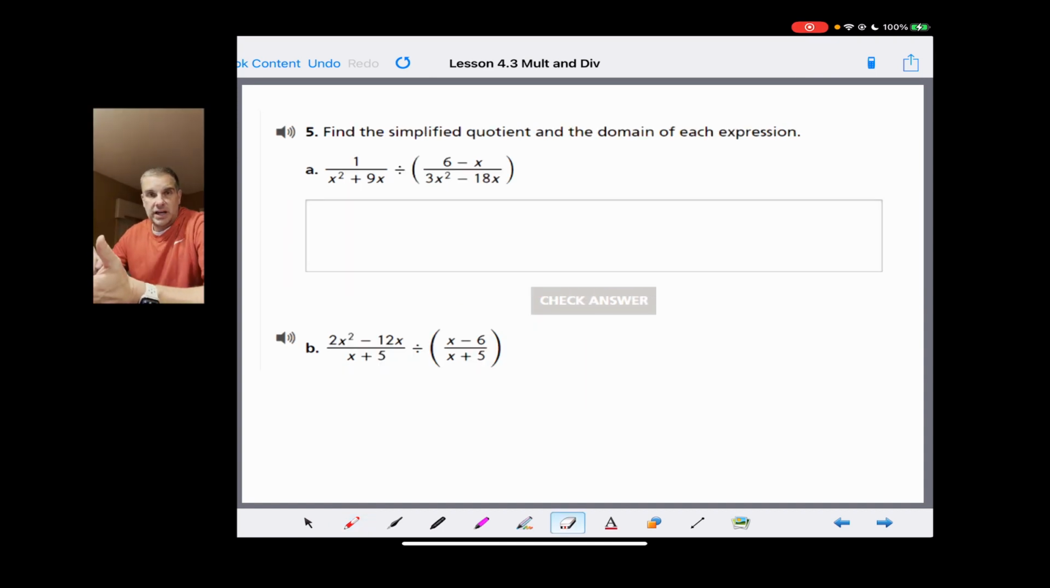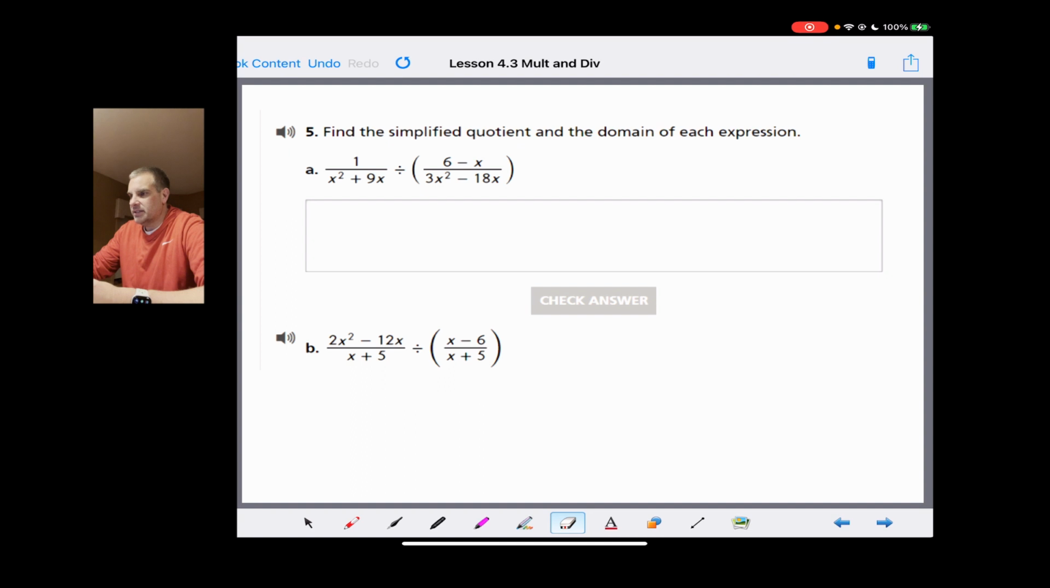So when you divide fractions, you multiply by the reciprocal. So when you divide rational expressions, that's what you're going to do. You're going to change it to a multiplication question and multiply by the reciprocal. So really what this question comes to, and I'm looking at 1 over x squared plus 9x divided by 6 minus x over 3x squared minus 18x.